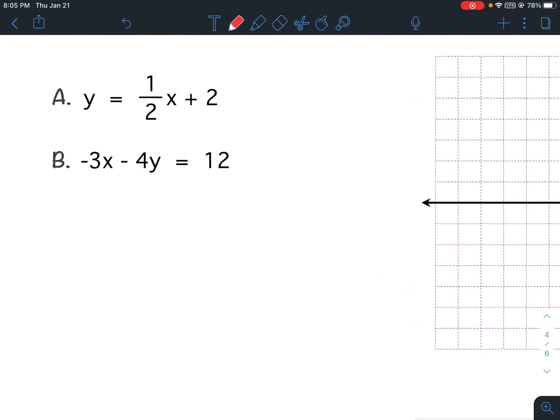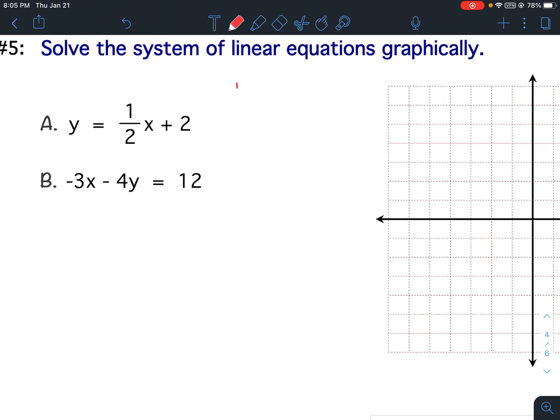Looking at equation A, this is one that you like because it's already solved for y. So I can go right to graphing. My slope is the number in front of x, so my slope is 1/2. My y-intercept is after x, so my y-intercept is +2.